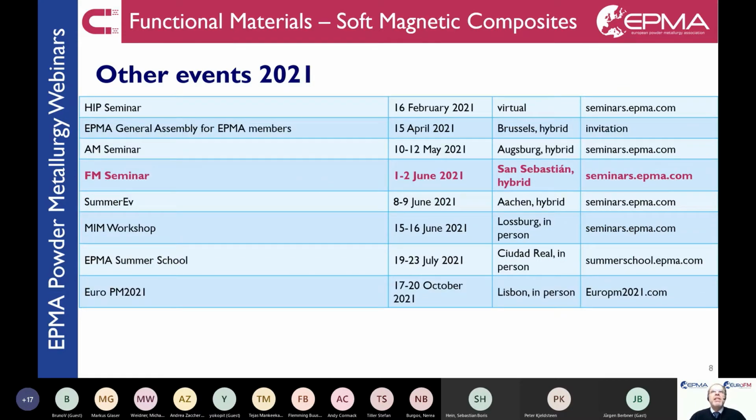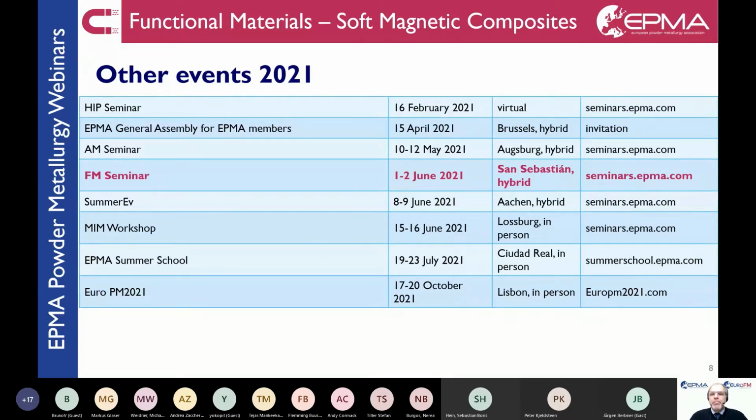And save the dates also for next year. Here we have the FM seminar again, but also the other events that are already set. You can see that until a certain point in 2021, we're still thinking of having at least hybrid, if not only virtual meetings because of the COVID situation, which is not really improving too much these days. 1 day to lockdown here in France, actually.